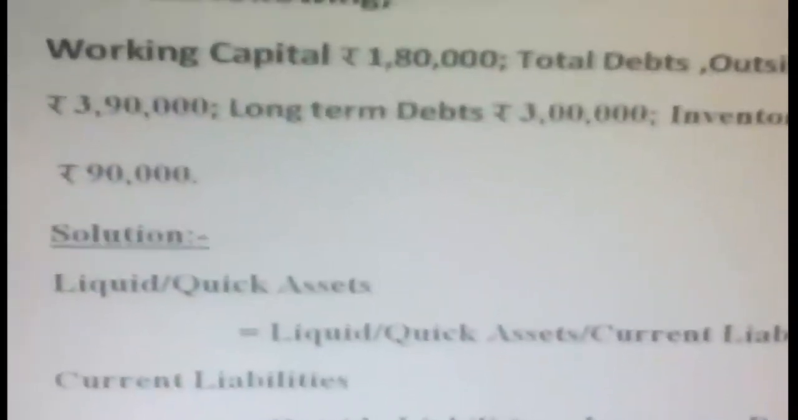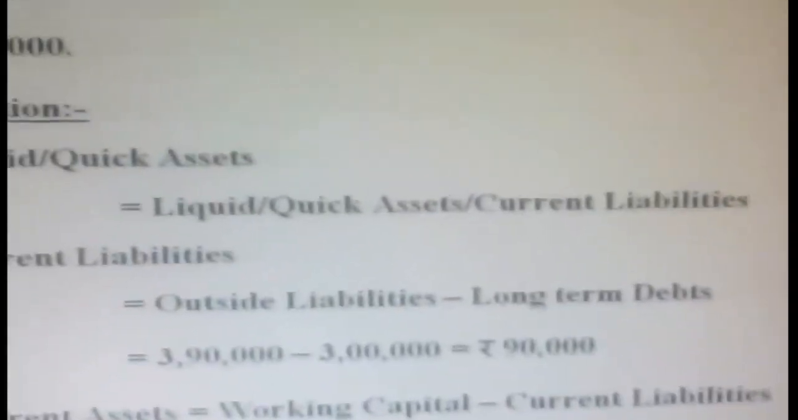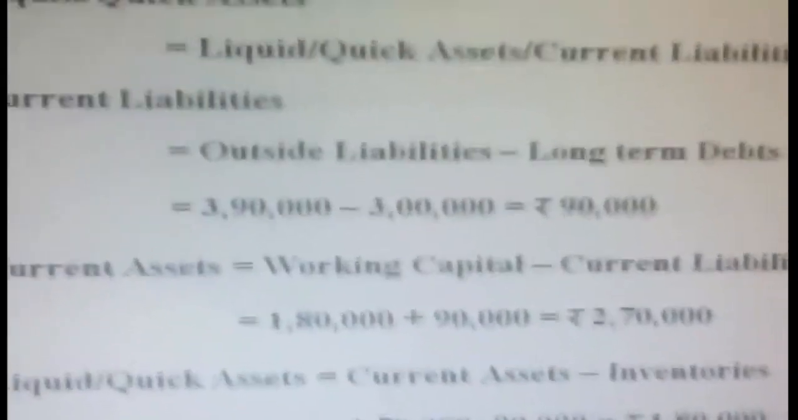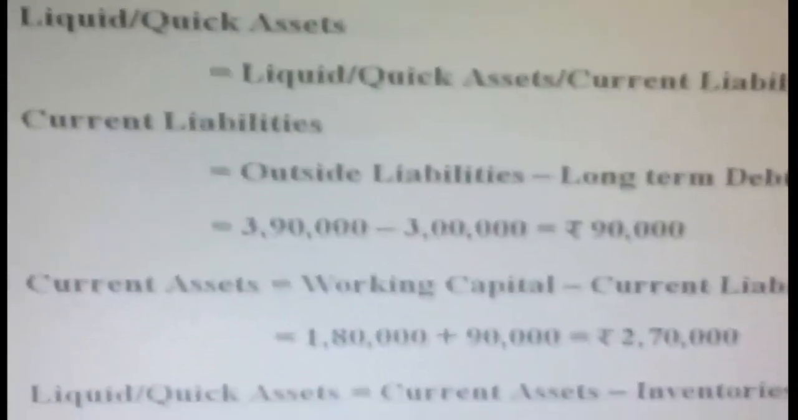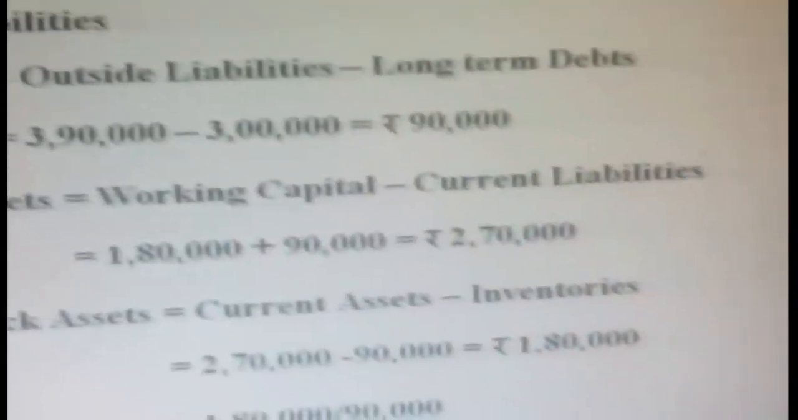So what is the solution? Here we first want to identify the liquid assets. The formula is liquid ratio equals liquid assets or quick assets divided by current liabilities. Now, how to find current liabilities? We deduct long term debts from outside liabilities, that is, total liabilities minus long term debt gives current liabilities. 3,90,000 minus 3 lakhs gives 90,000. That is the current liabilities. Now current assets: as you know already, working capital plus current liabilities.